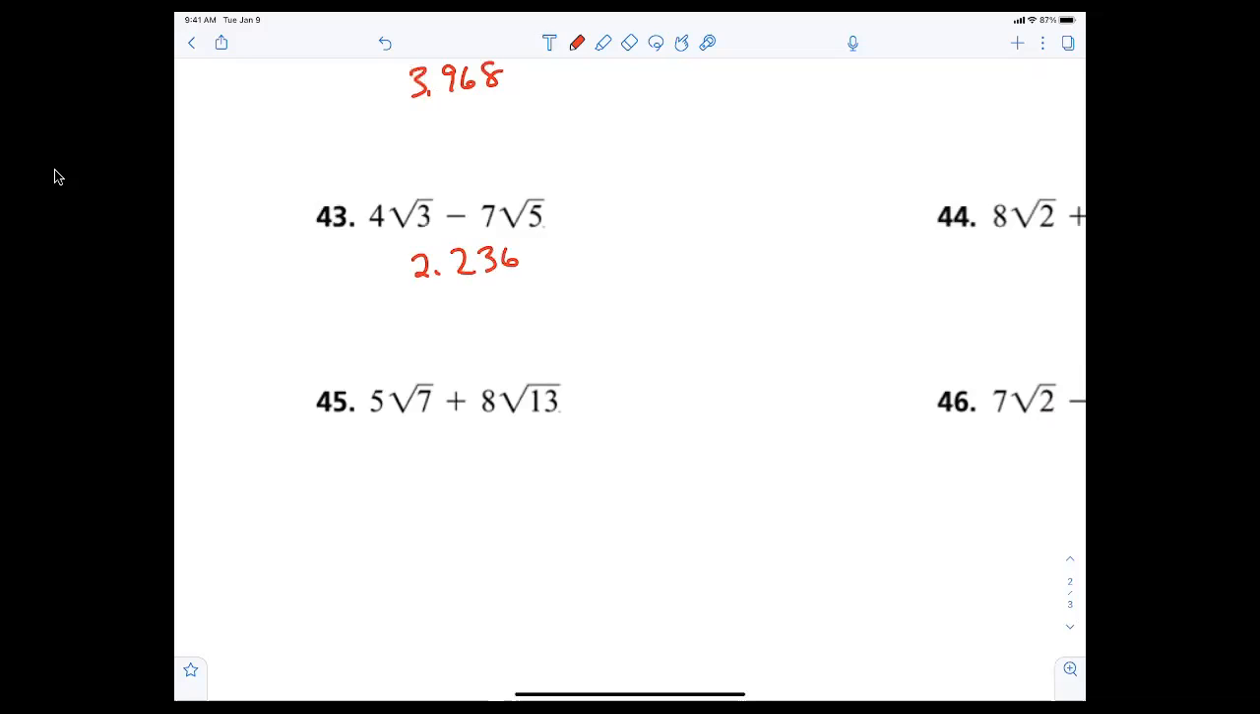2.236. Anybody have any problems with that? Is that okay? It's 3.968. Is that right? That was the last one. For number 43, it's negative 8.724. He is brilliant. He doesn't need help with the calculator. 4 radical 3. Can you type that in or not, Will?